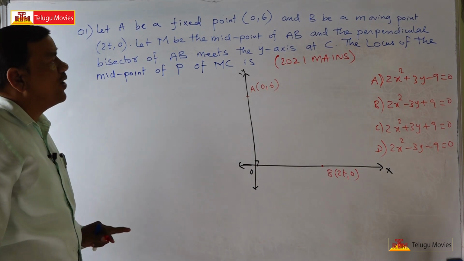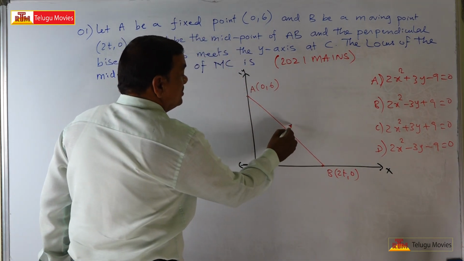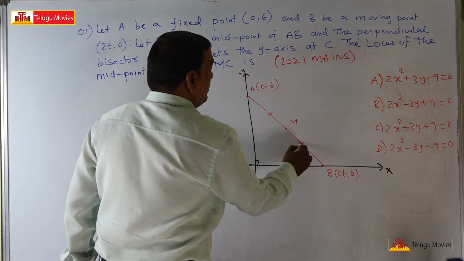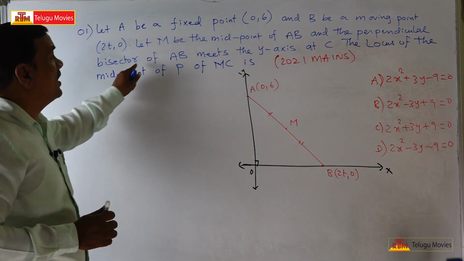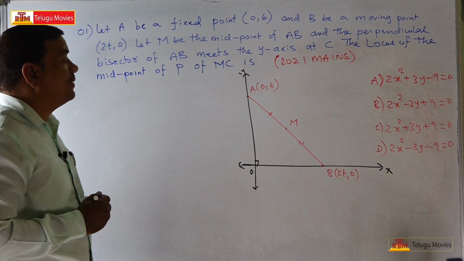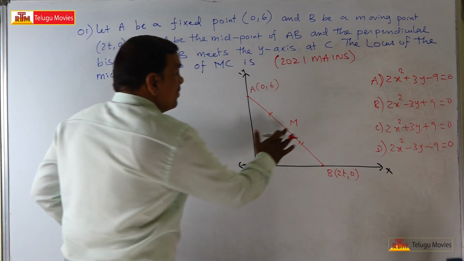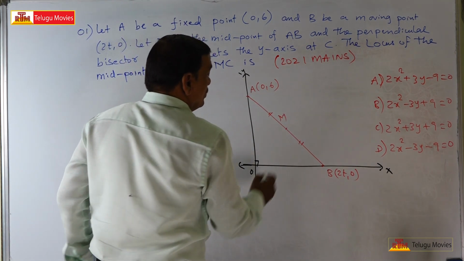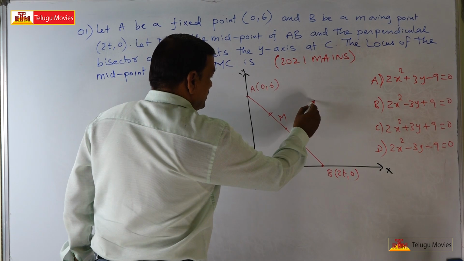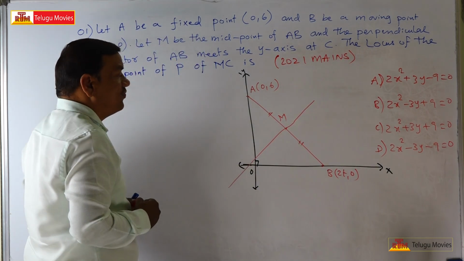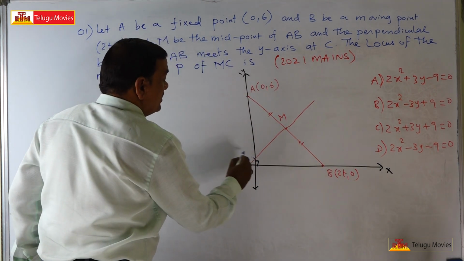Let M be the midpoint of AB. So this is a line segment and this is M, the midpoint of AB. And the perpendicular bisector of AB meets the y-axis at C. What does perpendicular bisector mean? It is perpendicular to the line AB and passes through the midpoint M. So this is the perpendicular bisector of AB, and it meets the y-axis at C.